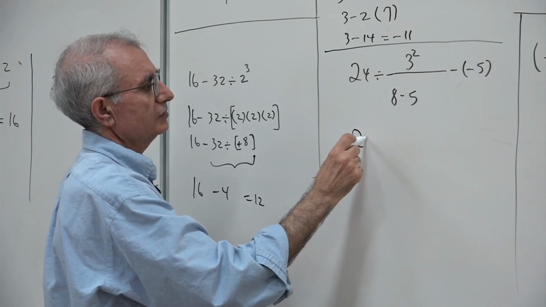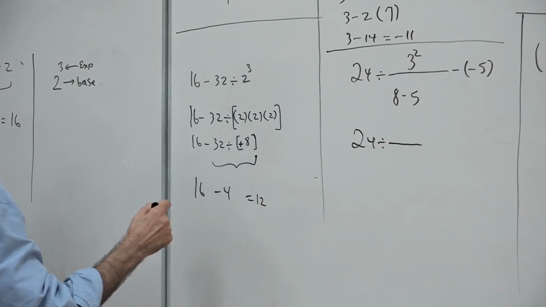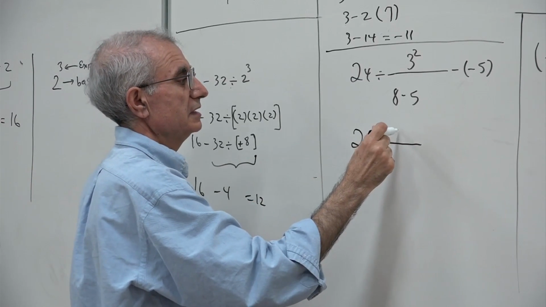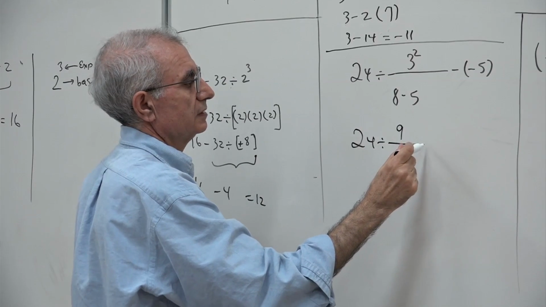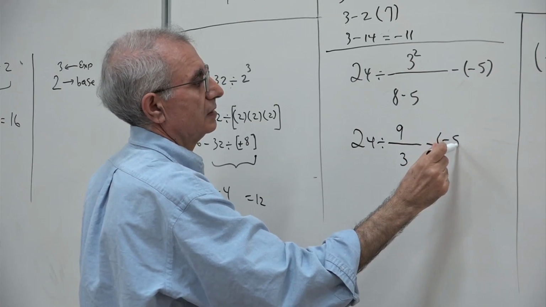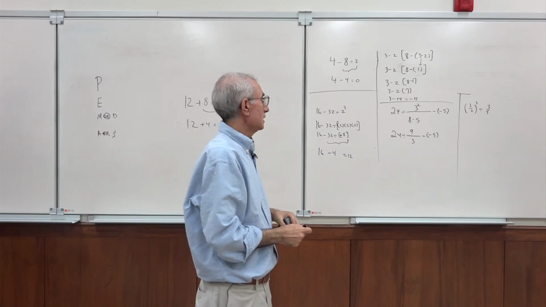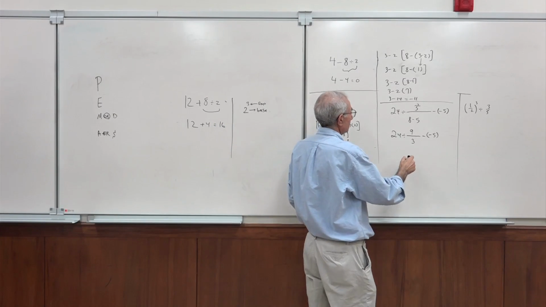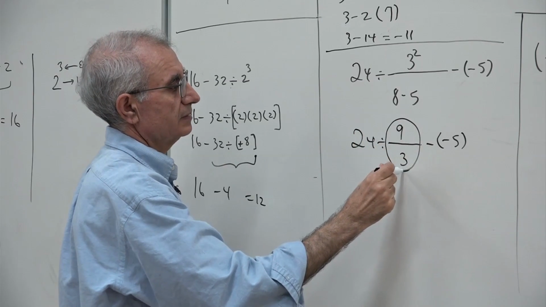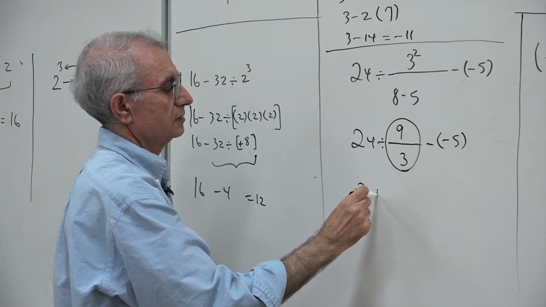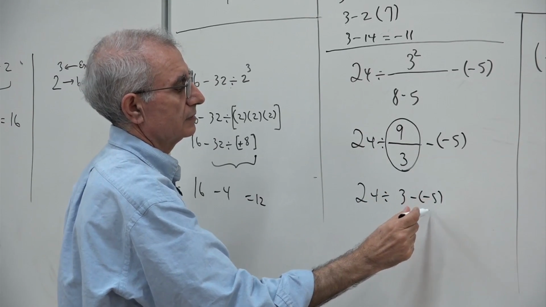So I'm going to write 24 divided by 3 squared. Remember, 3 squared means 3 times 3, which is 9. And 8 minus 5 is positive 3, minus 5. So that's step 1. Step 2, I'm going to do this division first. 9 over 3 is the same as 3, so that will be 24 divided by 3 minus 5.